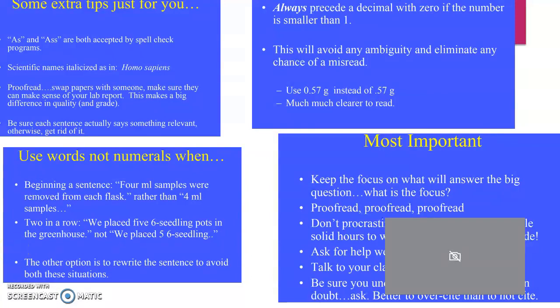The other option is to rewrite the sentences to avoid both these situations, if you don't want to worry about when you start a sentence with a number, or if you have 2 in a row. So this is another thing for some clarity, just to make it easier to read your report. Always precede a decimal with 0 if the number is smaller than 1. You would use 0.57 grams instead of .57 grams.